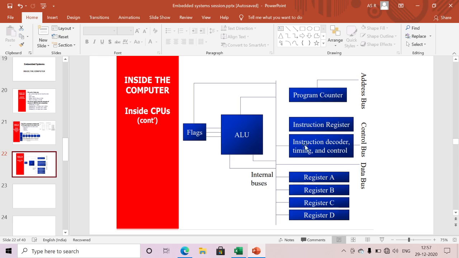Next, the instruction register, instruction decoder, and timing and controller. These are mainly used to decode the instruction. For example, we have some assembly instructions. If you want to decode them and pass the result to the ALU, we use these instruction decoders. The instruction decoder is also a logic circuit, used to decode the instructions. These registers are used to perform the ALU operations, and the program counter fetches the next instruction to be executed.